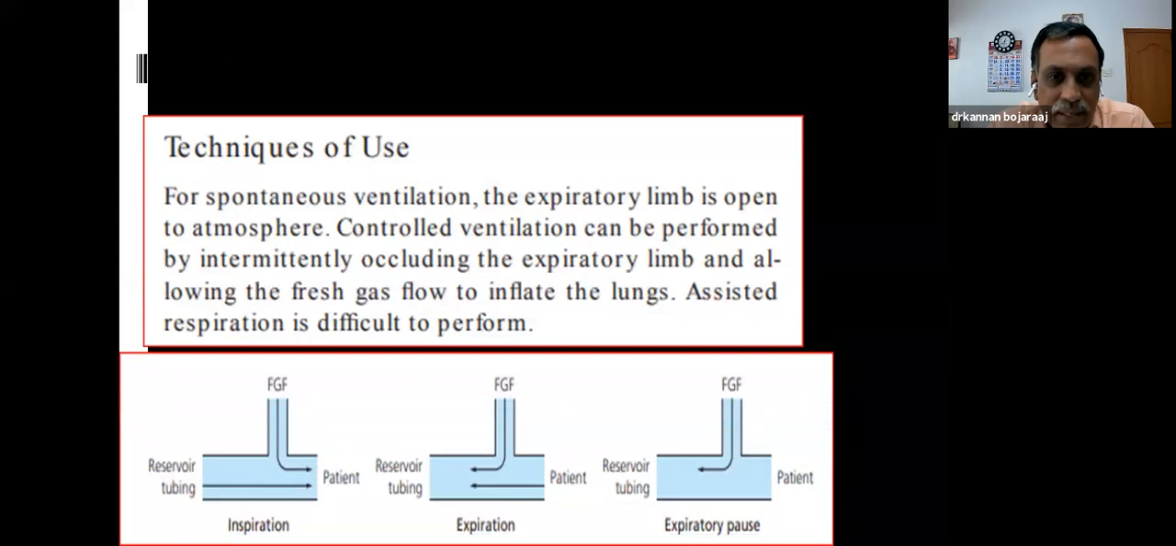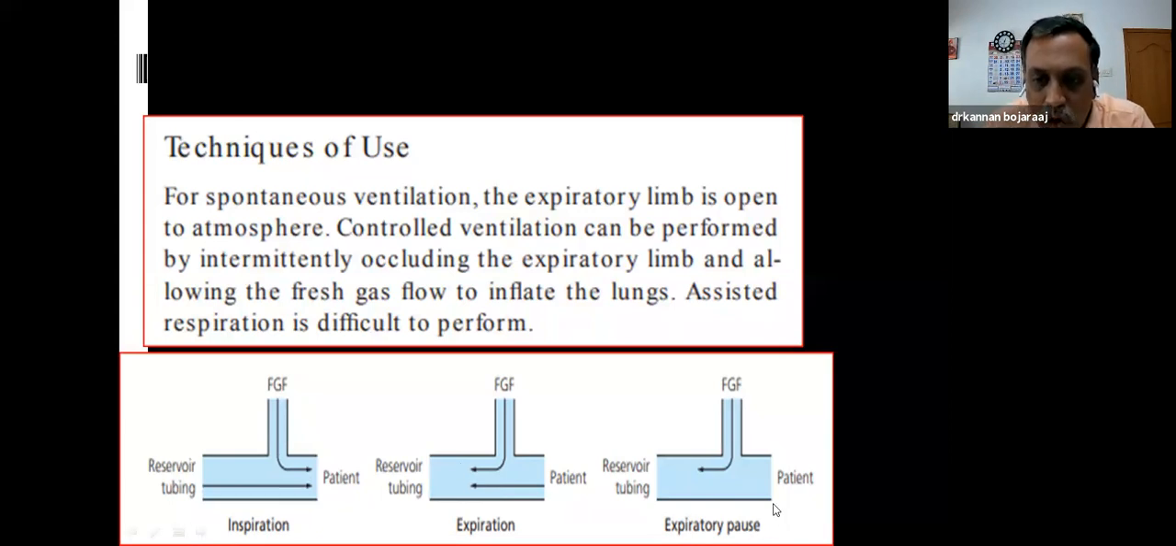Okay. And what is the technique of use here? Follow this picture here. For the patient end, during inspiration, the gas from the reservoir tubing and fresh gas flow will come to the patient. And during expiration, what I have told earlier in the D system, D, E, and F are all the same, all work as a T-piece system. During expiration, the fresh gas flow and patient expired air will enter into the reservoir limb. You have to remember that to understand the working principle.